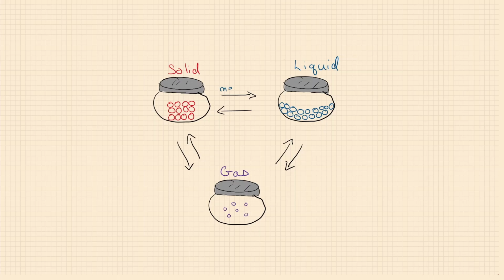Going from a solid to a liquid is melting, and going from a liquid to a solid is freezing. Going from a liquid to a gas is vaporization or boiling, and going from a gas to a liquid is condensation. Going from a solid straight to a gas, skipping the liquid phase, is known as sublimation, and from a gas straight to a solid as deposition. Since each of these describes one phase turning into another, they are also called phase changes or phase transitions.